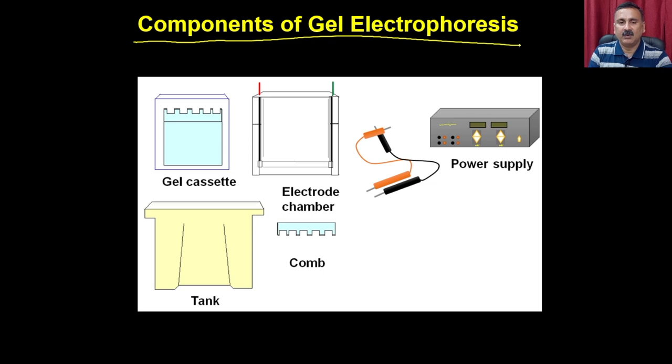You require the following components. You require the gel cassette, the electrophoretic chamber, the cords, and the power pack, or the instrument which can supply the requisite power. Then you also require the electrophoretic tank, and the comb so that you can prepare the wells. What are the chemicals you require?